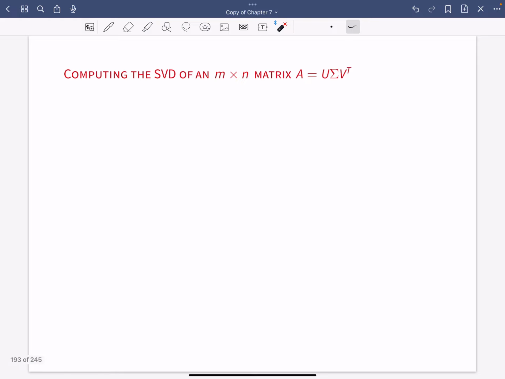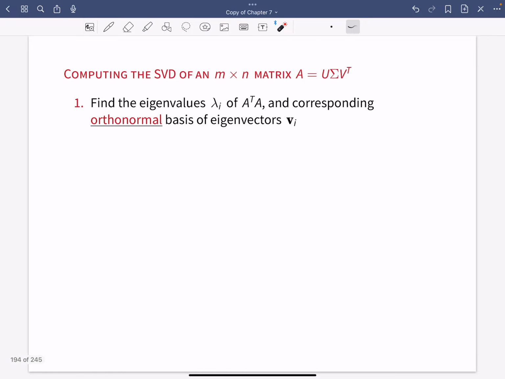So how do you compute the singular value decomposition of a matrix? Well, the first step is you want to compute A transpose A. From A transpose A, you can always find eigenvalues, and you can find orthonormal eigenvectors. All right? So you want to find the eigenvalues of A transpose A, and you want to find an orthonormal basis of eigenvectors. And that can always be done because A transpose A will be symmetric.